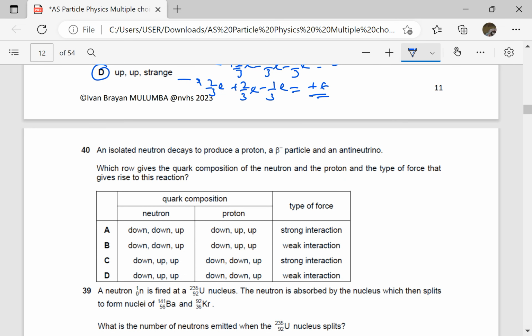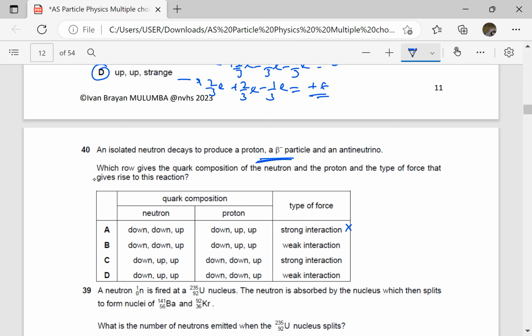An isolated neutron decays to produce a proton, a beta minus particle, and an antineutrino. Which row gives the quark composition of the neutron and the proton and the type of force that gives rise to this reaction? Of course, to begin with, the type of force is the weak nuclear force. The weak nuclear force is the one responsible for beta minus decay.